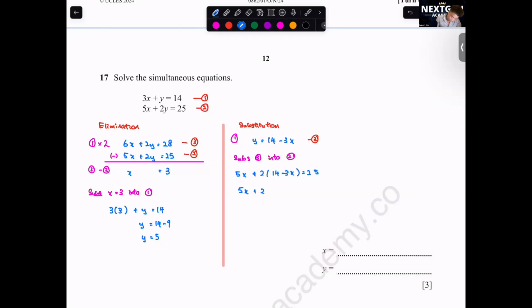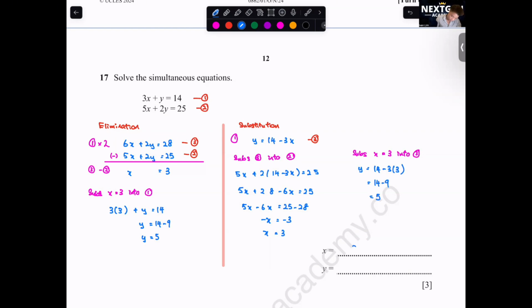So 5x plus 28 minus 6x equals 25. Here will be 5x minus 6x equals 25 minus 28, minus x equals minus 3. x is equal to 3. Then you're going to substitute x equals 3 into equation 3. So y equals 14 minus 3 times 3. 14 minus 9, y is 5.